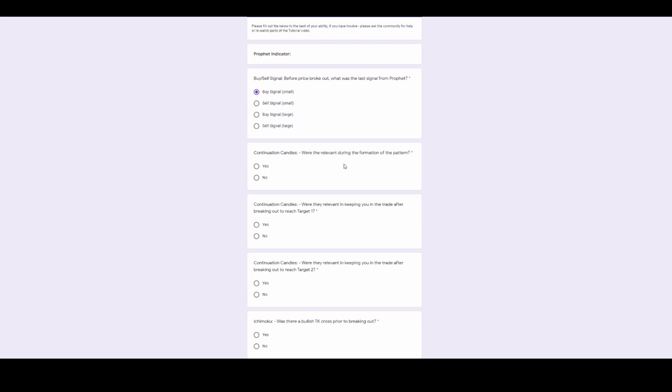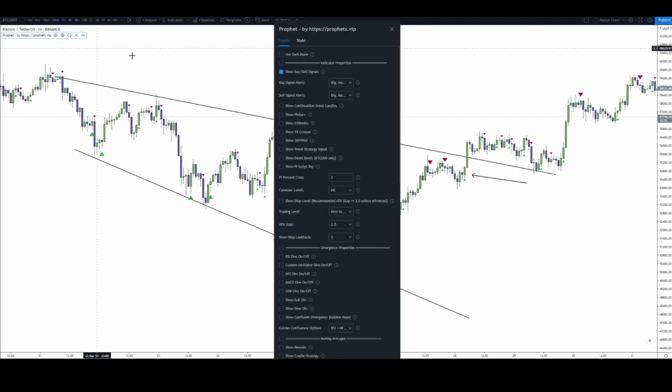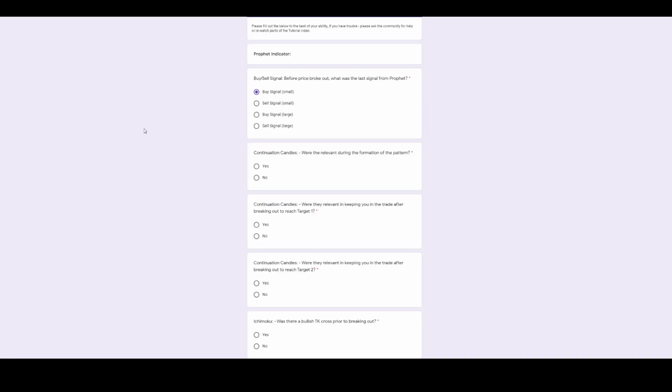Continuation candles, were they relevant during the formation? Right, so we'll go and have a wee peek here. Turn off buy signals, turn on continuation trend candles, let it load. Cool. So it didn't help here, it didn't help here, didn't help, didn't help. Didn't help. So the answer is no.